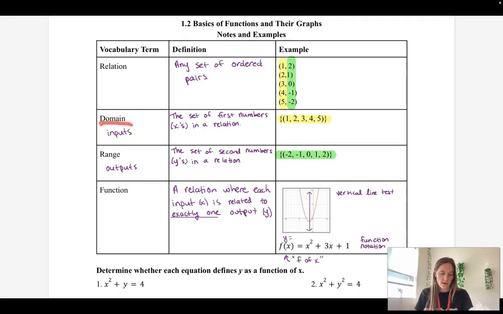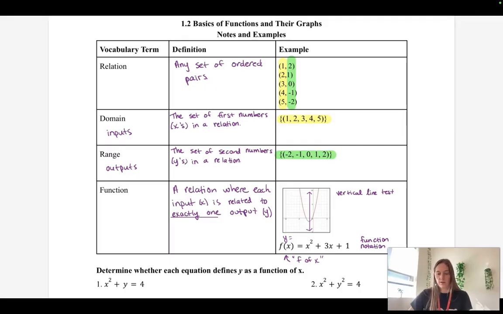So your domain is the set of first numbers, or in this case, it's all of the x's in a relation. And the range is the set of second numbers, or in our case, it'll be all the y's in a relation. Now, a function is a relation where each input or x value has exactly one output or y value. And there are multiple ways to test if something is a function.